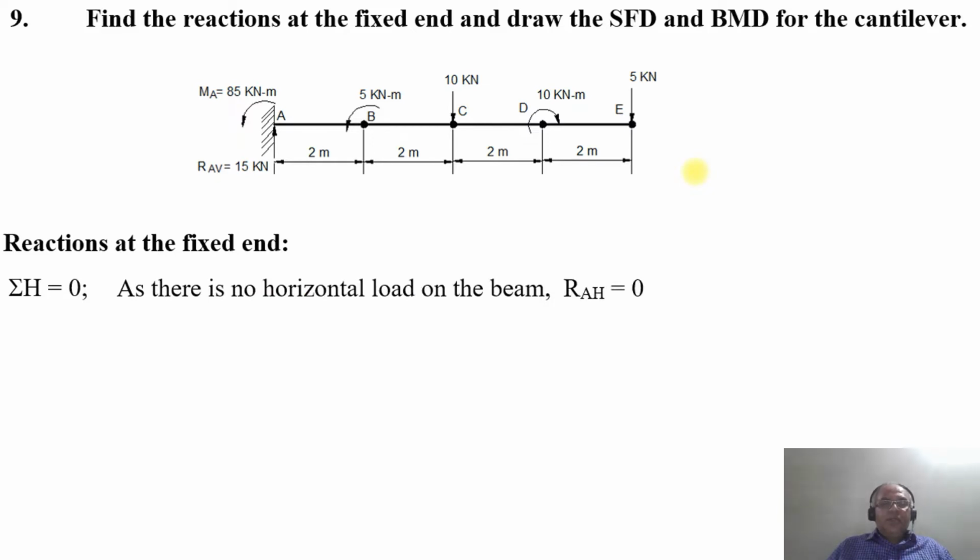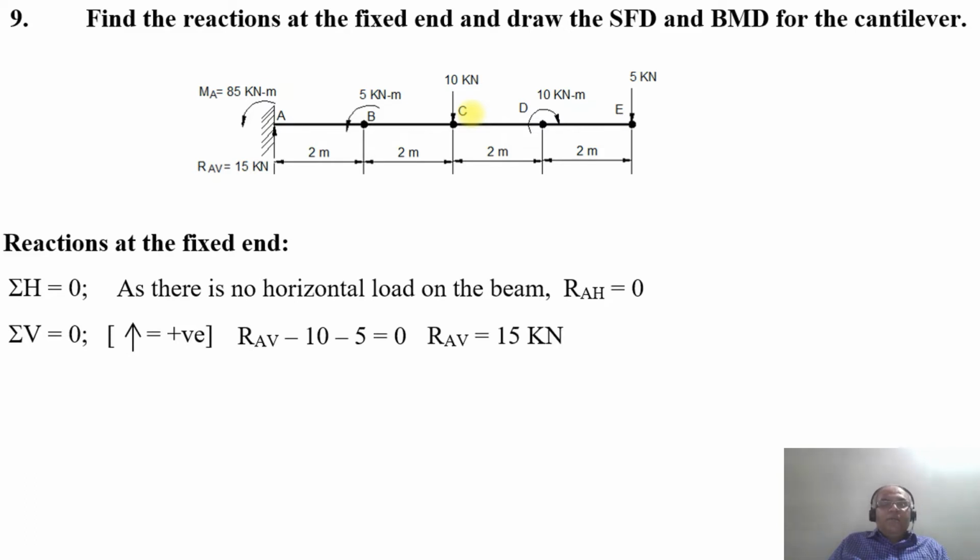Now we are going to consider the vertical reaction. Sigma V is equal to 0. The load acting upwards is positive and the load acting downwards is negative. So by sign convention, plus RAV minus 10 minus 5 will be equal to 0. So RAV will be equal to 15 kilonewton, which is acting upwards.